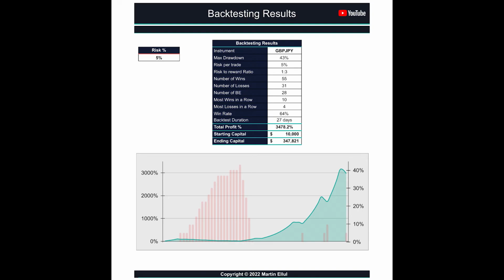And since we have a 1 to 3 risk to reward ratio, we're risking 5%, but we make 15% on every successful trade. So in a trending market, if you get 5 or 6 trades in a row that are successful, this is 70 or 80% of your account in profit. So again, this is a high risk trading strategy, so high volatility, but you can see the results for yourself.